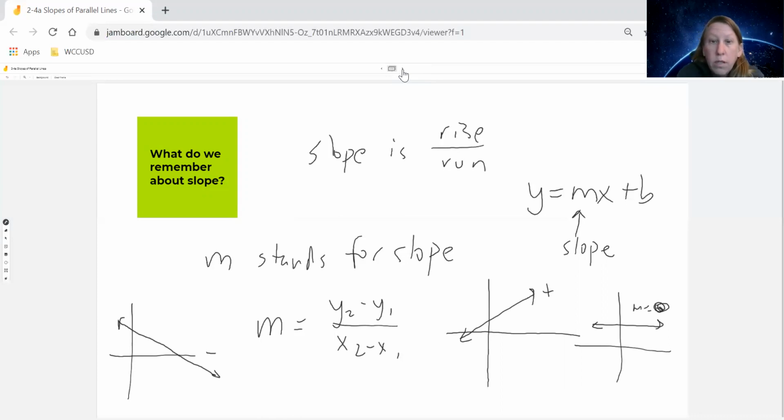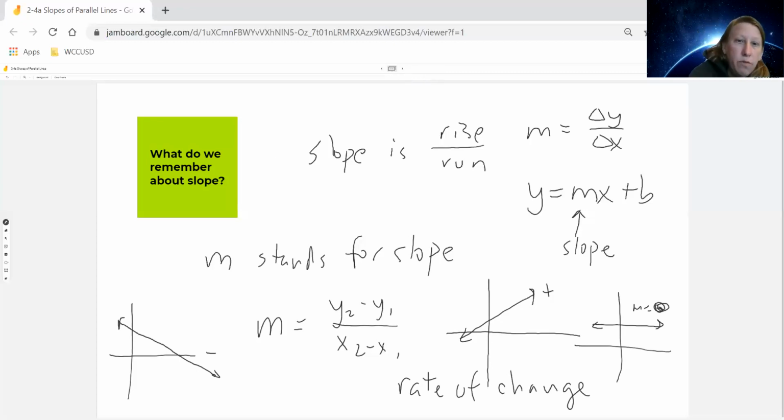Maybe you remember that another way to write slope is the change in y over the change in x. Maybe you remember that slope is the rate of change. Lots of things we remember about slope. Maybe in a table you can find the slope.